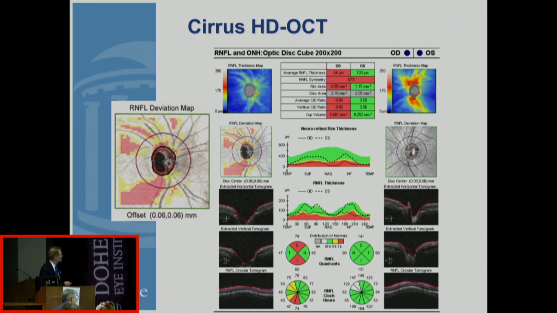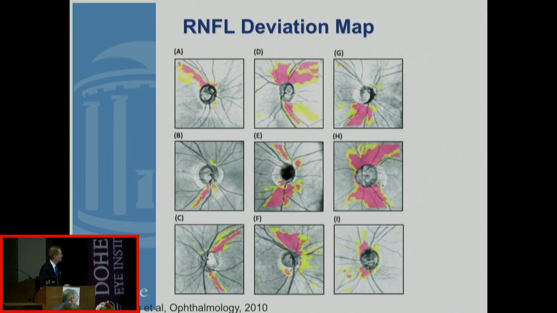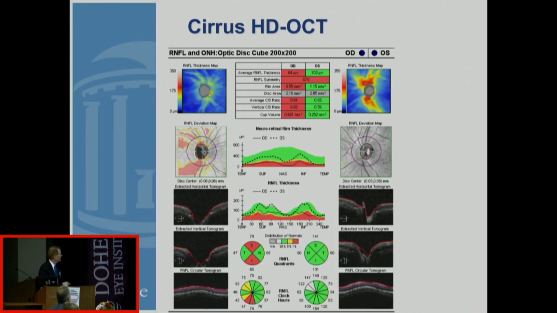And these areas really are the same as those we used to see on red-free photography for retinal nerve fiber layer thinning. This is a figure from Chris Leung showing some classic retinal nerve fiber layer defects that would be consistent with glaucoma. And so this is what I'm looking for on these maps. And it can be very helpful to look for these because sometimes they don't extend out to the scan circle and might be missed with your pie charts, I call them, which we'll look at next.